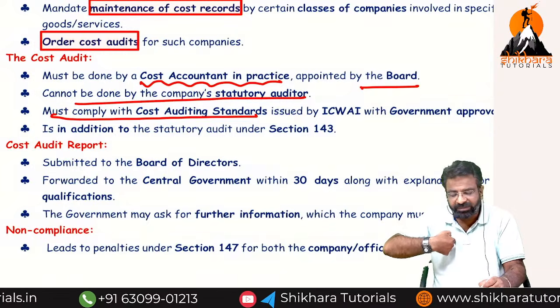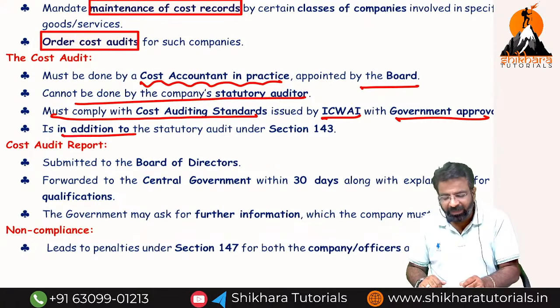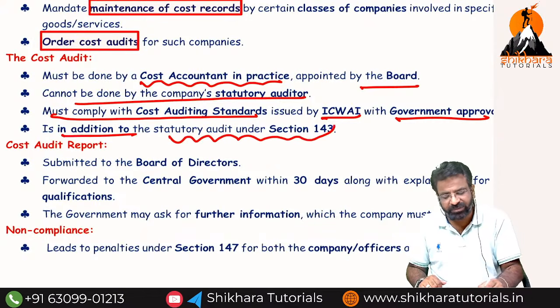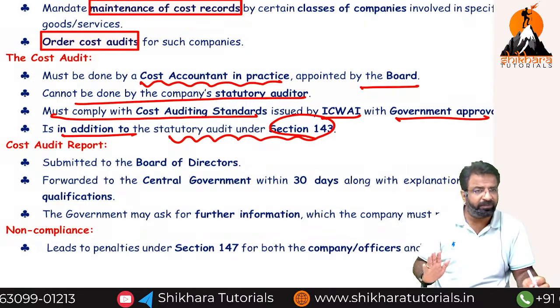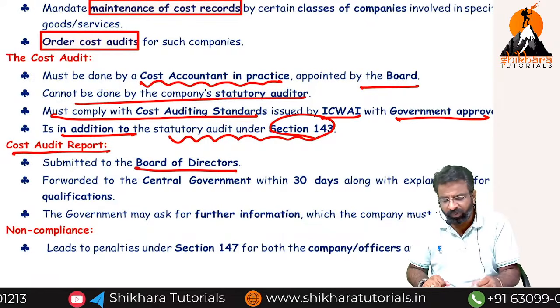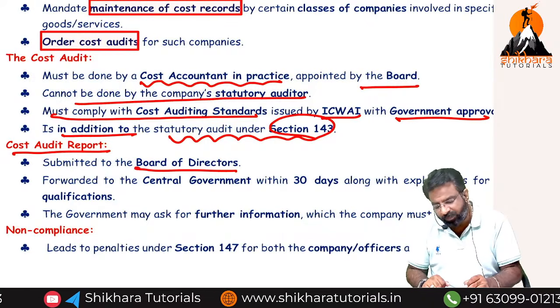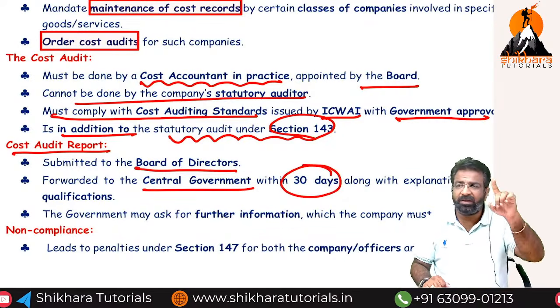Cost auditing standards, which are issued by the Institute, with whose approval? In addition to that, we have some extra sections which we are going to cover in section number 140. Is it going inside your head? Next one is what? What do we issue? To whom do we issue? And then the Board sends to whom? Within how many days? Along with their comments.